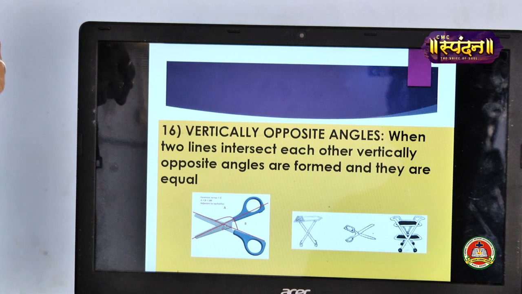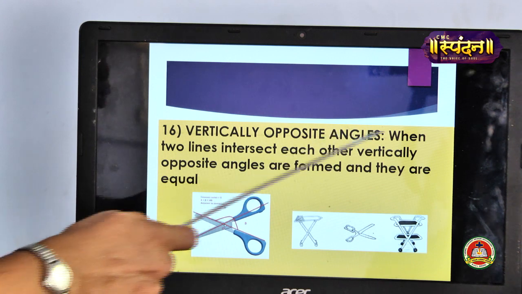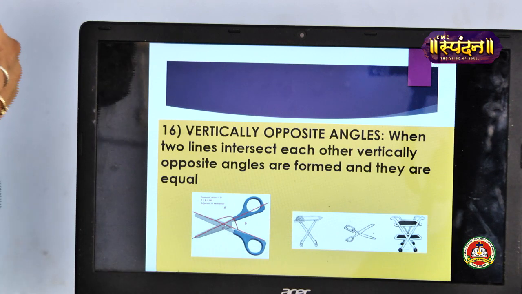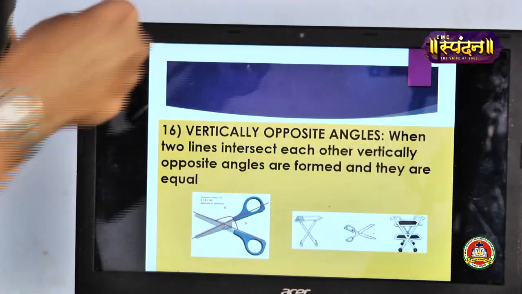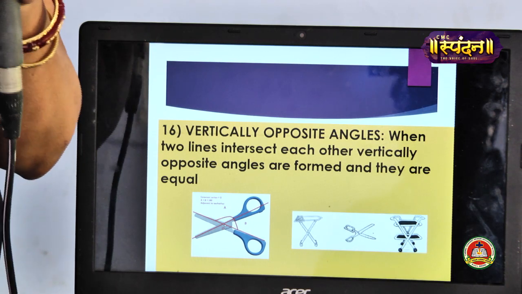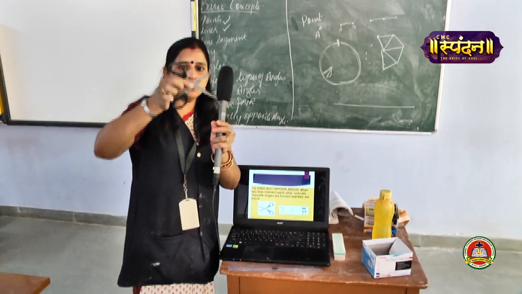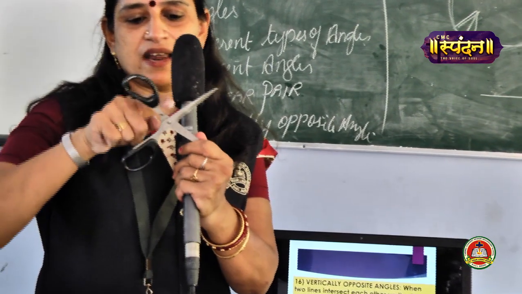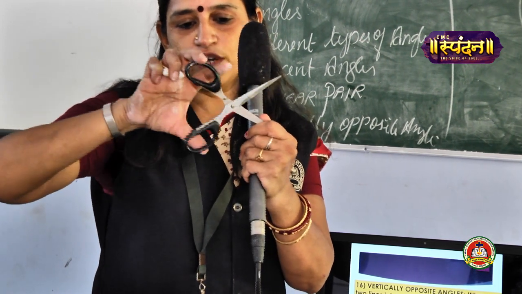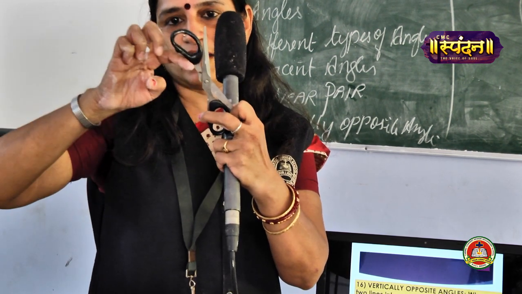Next is vertically opposite angles. When two lines intersect each other, vertically opposite angles are formed and they are equal also. The best example is scissors. So you have brought scissors also. See, are you able to see? This scissor has two lines over here, intersecting at the point O, and two angles are formed. This is one angle and this is one angle, here also two angles are formed. To find this out, if you close this, you can observe these two angles are equal, and if you close like this, you can say these two angles are equal.